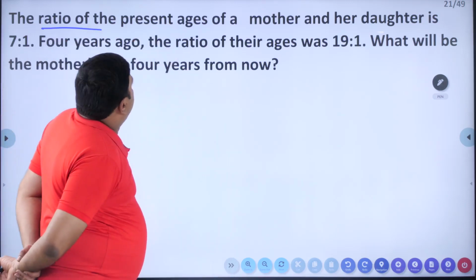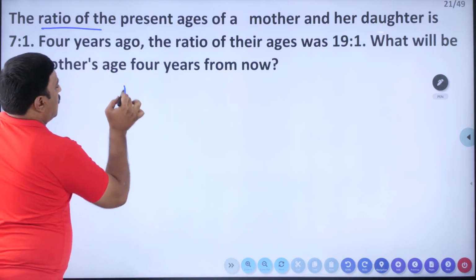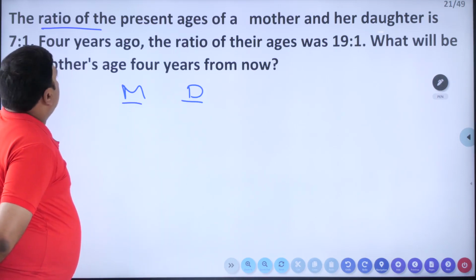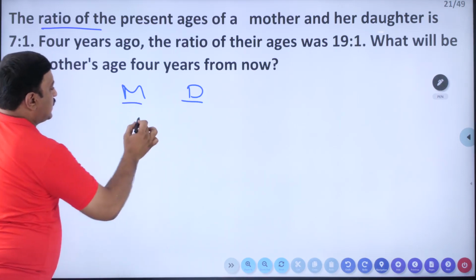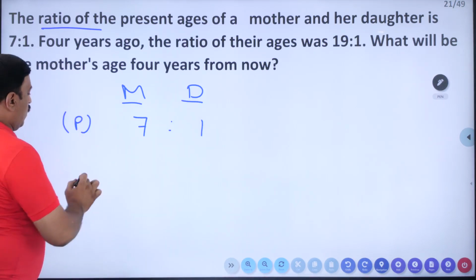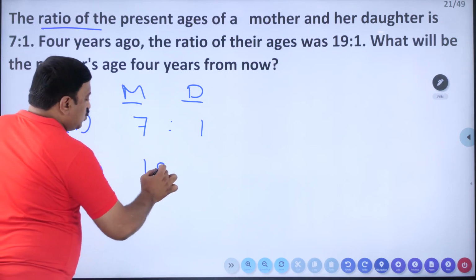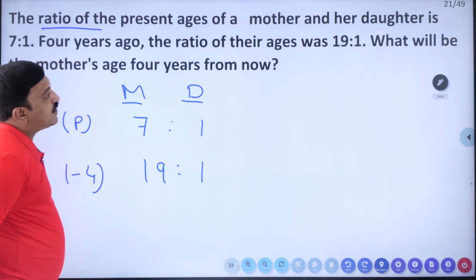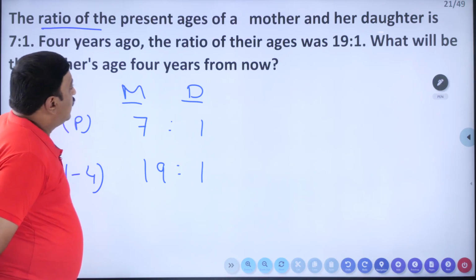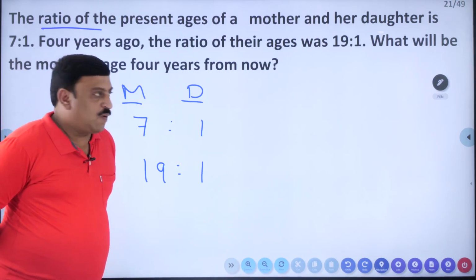The ratio of the present ages of the mother and daughter is 7:11. So this is 7:11, it is present. And 4 years back, the ratio of the ages was 19:1. Don't bother about this one. Then, what will be the mother's age 4 years from now?